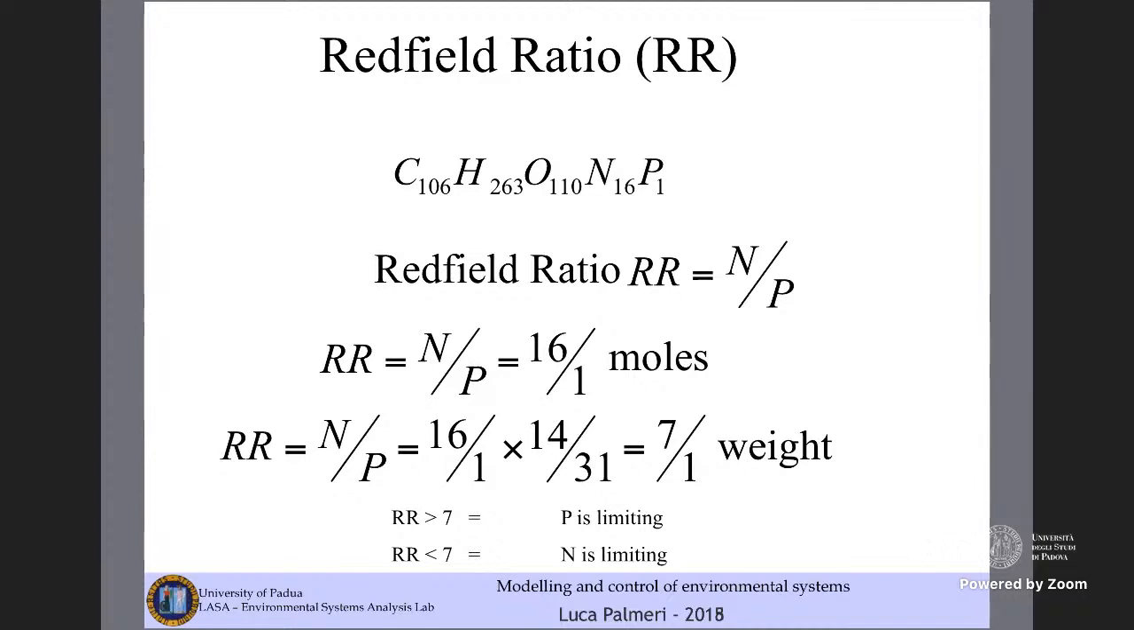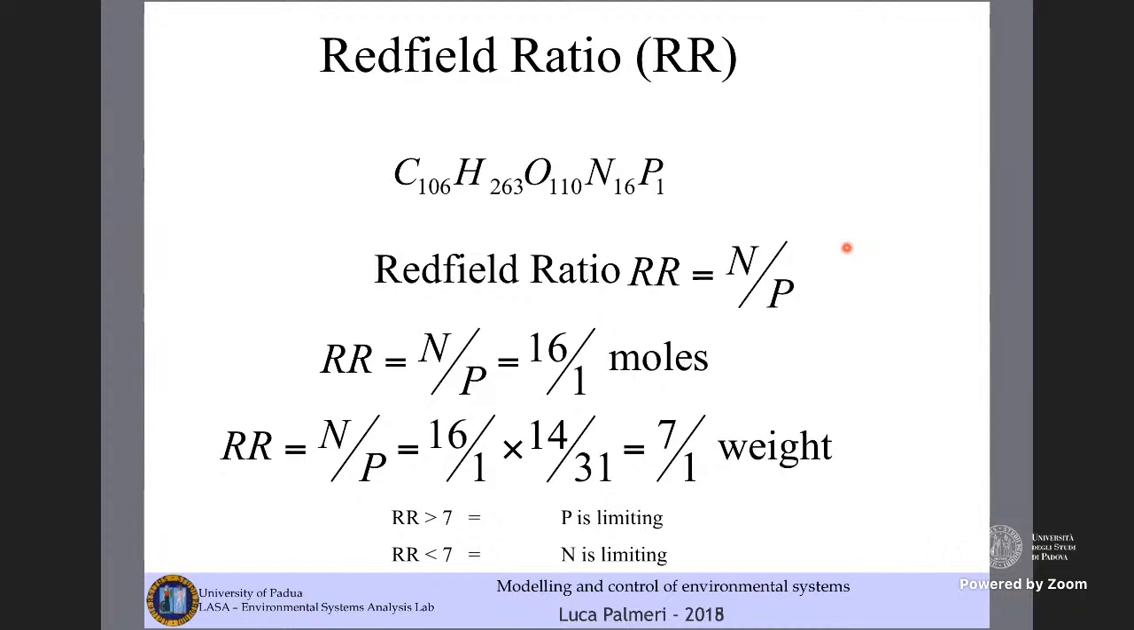And according to the definition, that is this one, you may say that if the Redfield ratio is larger than 7, then there is a lot of nitrogen, and then phosphorus is the limiting nutrient. If the Redfield ratio is smaller than 7, then nitrogen is the limiting nutrient.